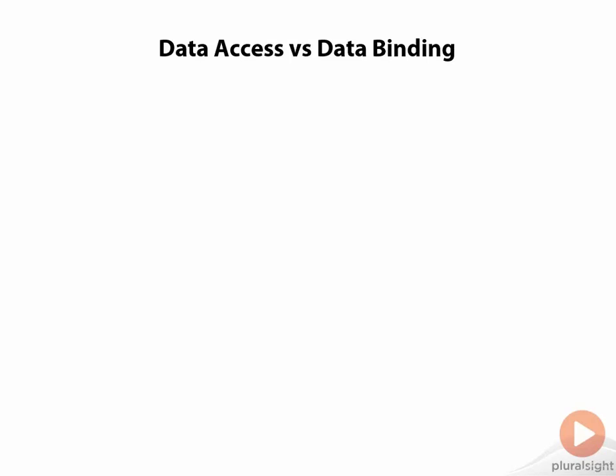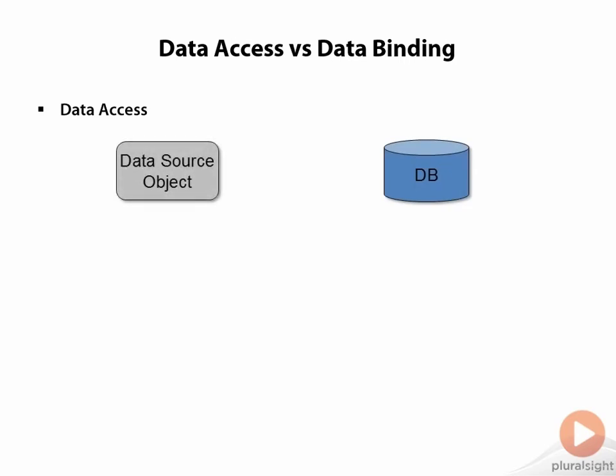Now, one concept I want to clear up front is the difference between data access versus data binding, because there's common misconceptions here. Data access is all about data that sits in a persistent store and being able to load that data into some in-memory data source object. Data access is about retrieving data into those data source objects in memory from the persistent store and being able to write changes back out to the persistent store.